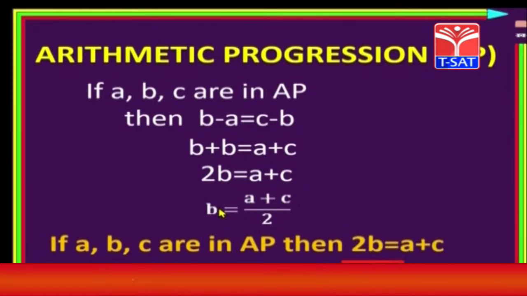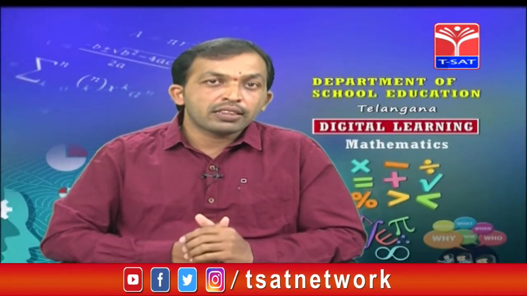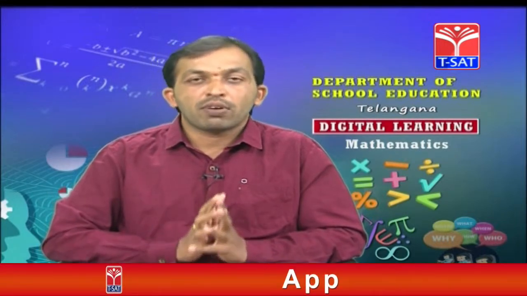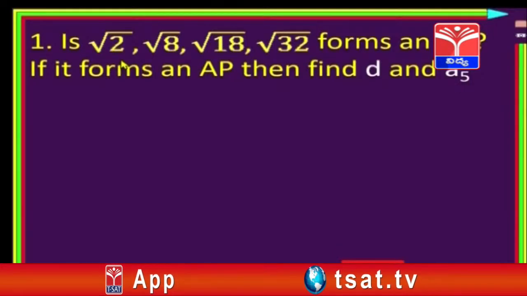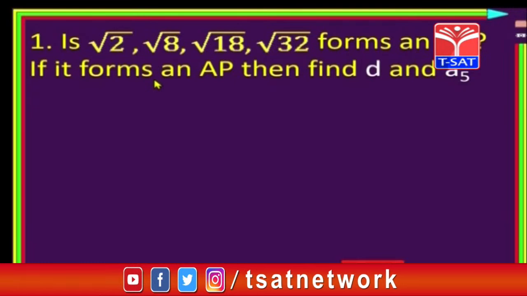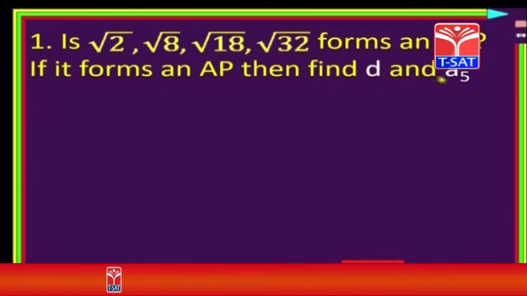Based on this relation we may get some problems in examinations. Okay. Now we have knowledge on nth term, right? So we will solve some problems based on that formula, nth term of AP formula. Okay. So this is the first problem. Do root 2, root 8, root 18, root 32 form an AP? If it forms an AP, then find the value of D and the value of A5. A5 is nothing but fifth term.